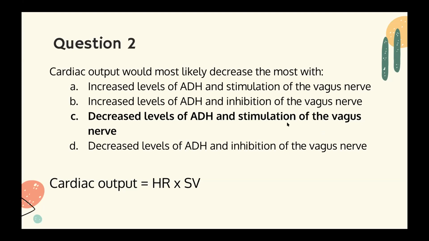Next, stimulation or inhibition of the vagus nerve. The vagus nerve is responsible for the rest and digest process. The vagus nerve decreases heart rate and the force of contraction. So you would want to activate the vagus nerve so that the heart rate will reduce. And since you now have a reduced heart rate and reduced stroke volume, you will have a decreased cardiac output. Does that make sense?